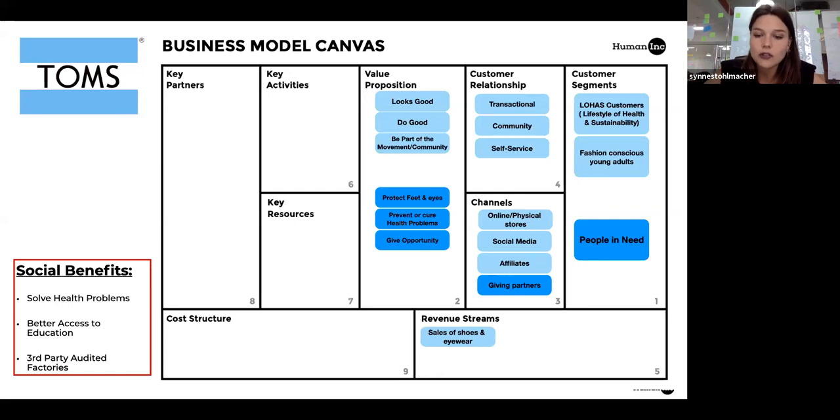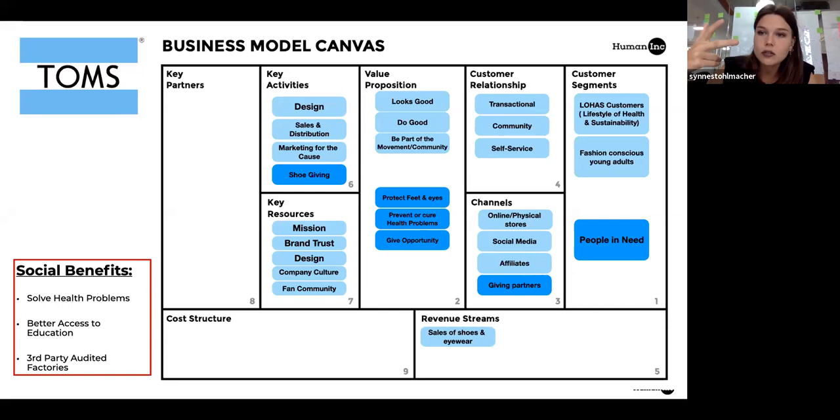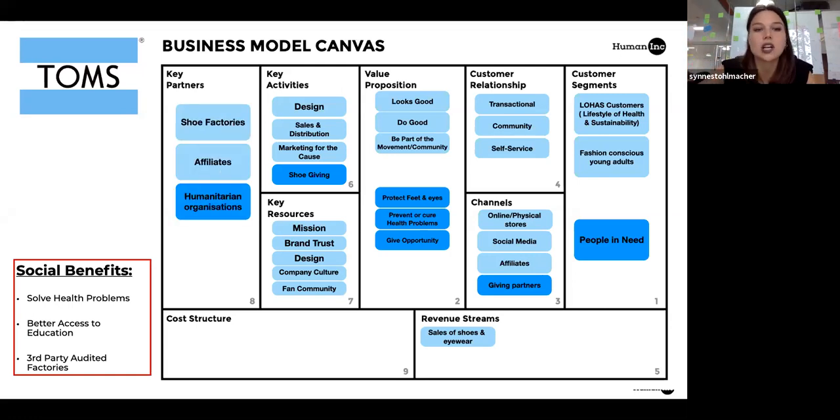The revenue stream is, of course, direct sales. The key activities are the design of new shoes, sales and distribution, marketing for the cause, and then, of course, giving away the shoes. The key resources are their mission and the trust people have in the brand, also their design capability. They are also known to have a really strong company culture, and they have a huge fan community. Their key partners are shoe factories, affiliates, and humanitarian organizations that help them distribute the shoes.